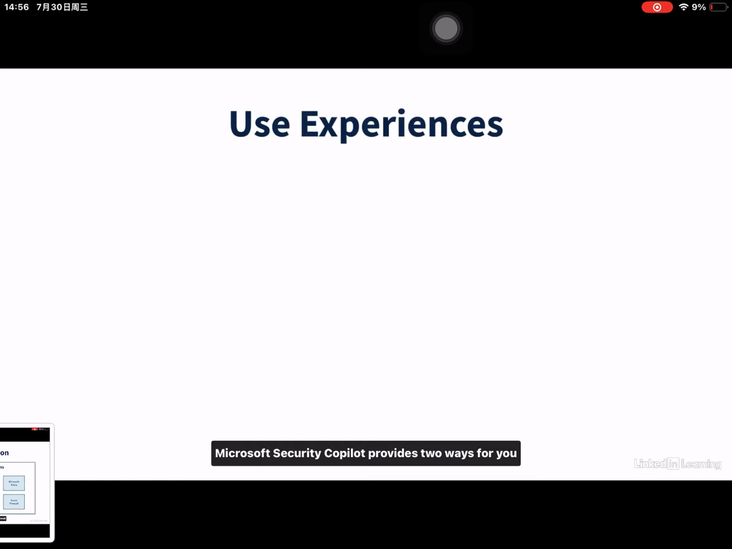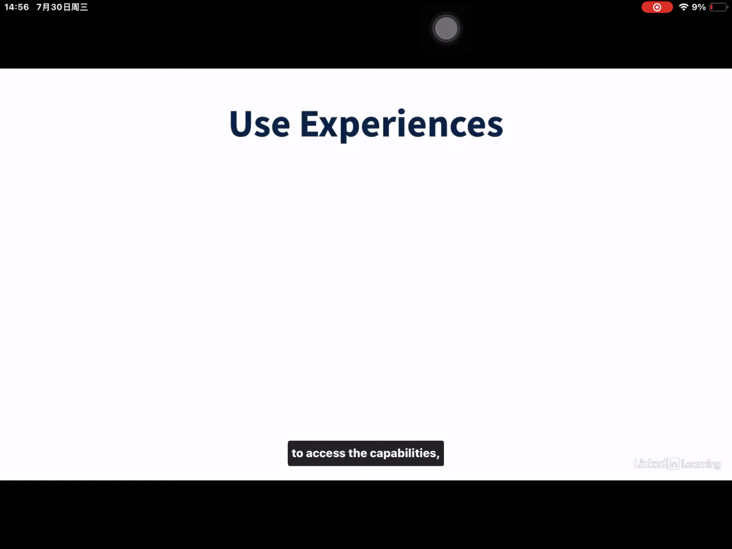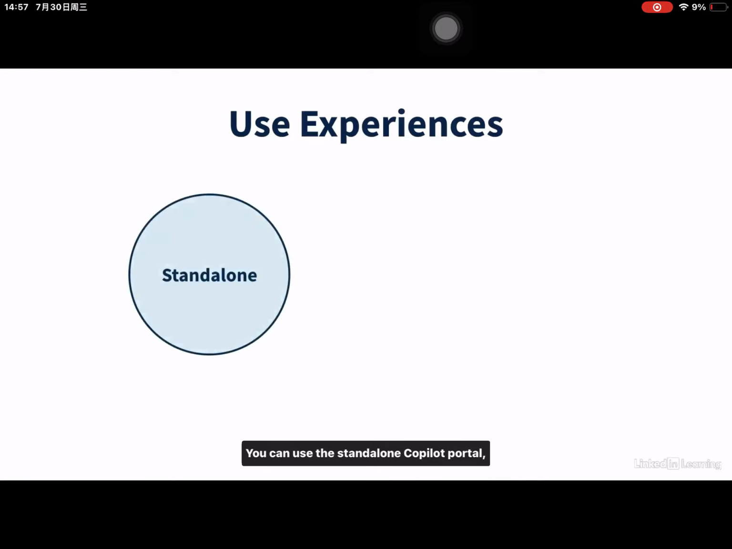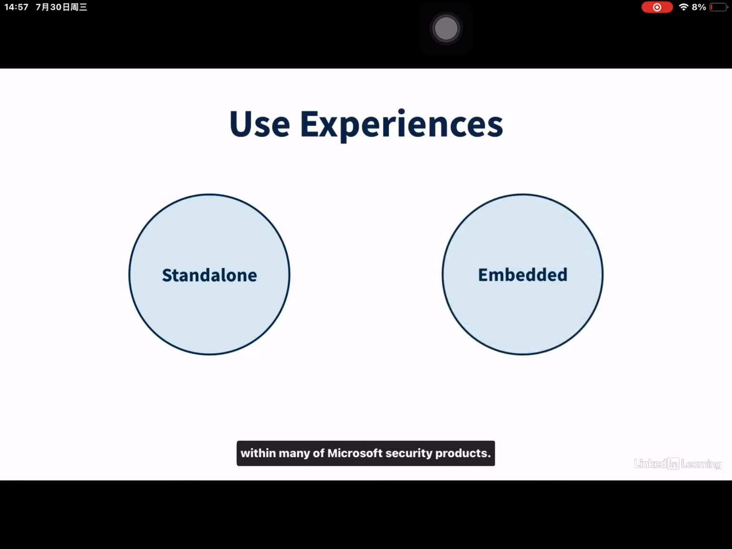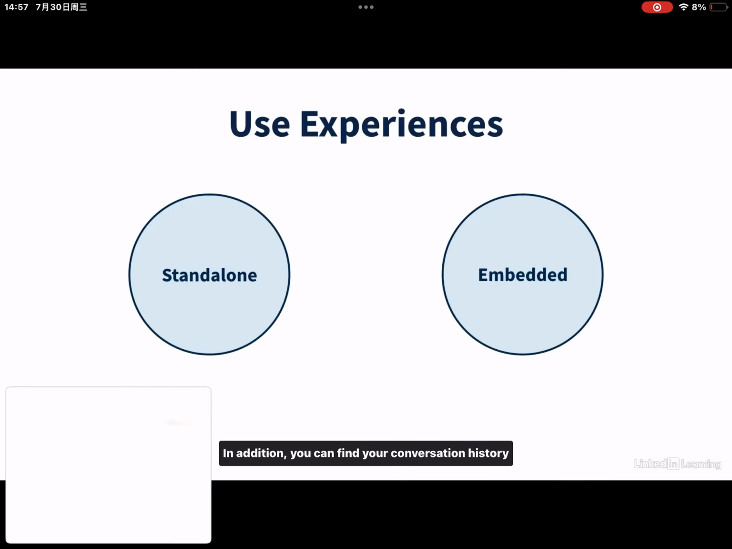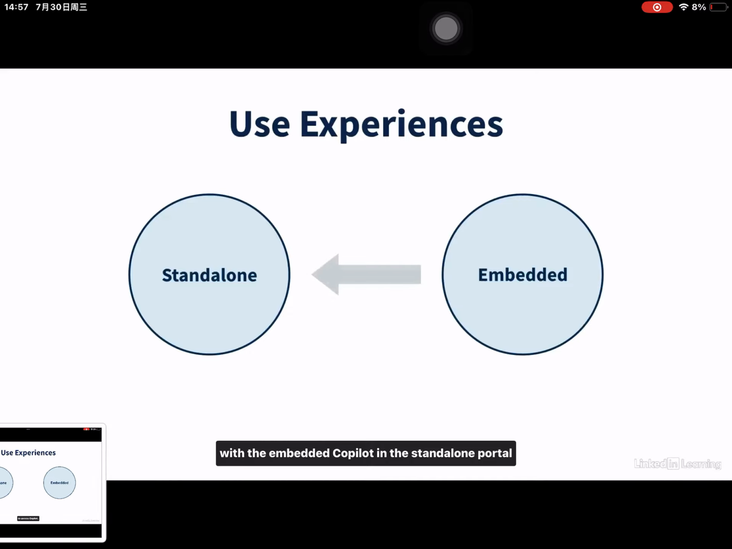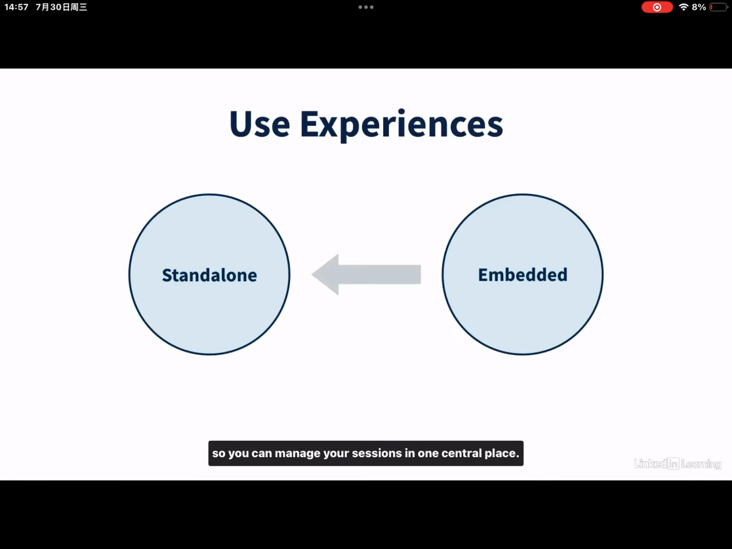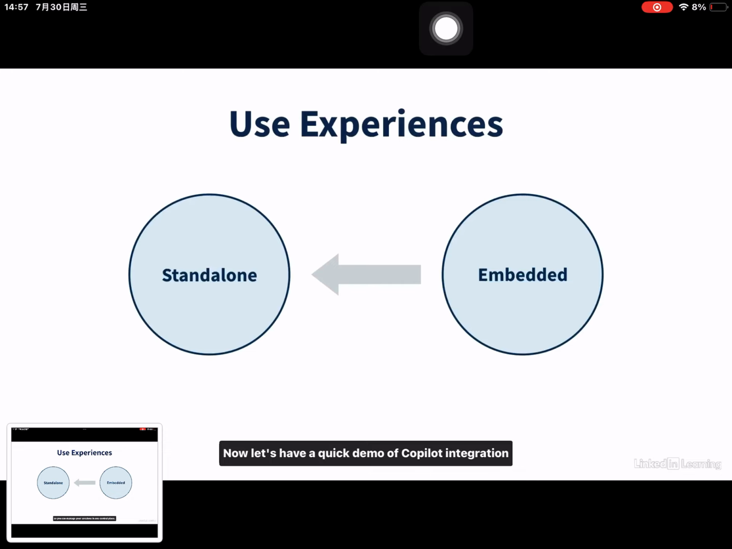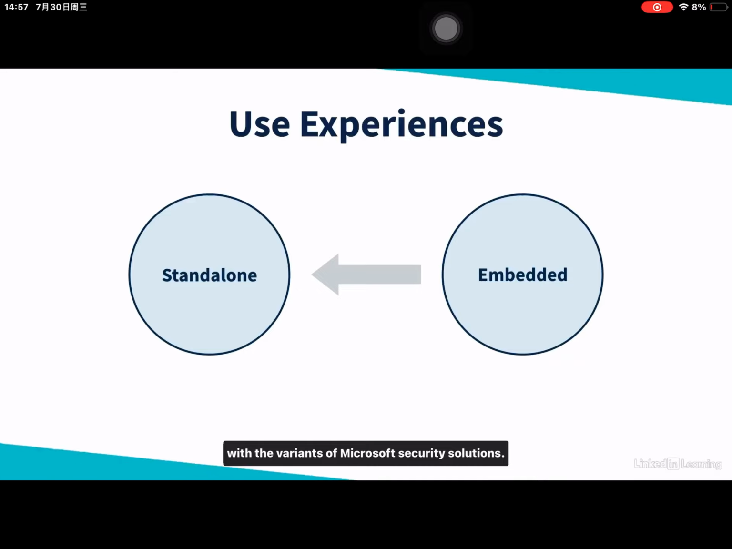Microsoft Security Copilot provides two ways for you to access the capabilities provided by Microsoft Security Solutions. You can use the standalone Copilot portal, or you can use the embedded Copilot within many of Microsoft Security products. This is convenient because you don't need to leave the product page to access Copilot. In addition, you can find your conversation history with the embedded Copilot in the standalone portal, so you can manage your sessions in one central place. Now let's have a quick demo of Copilot integration with the various Microsoft security solutions.